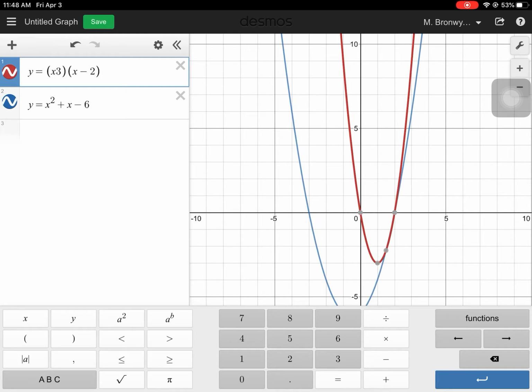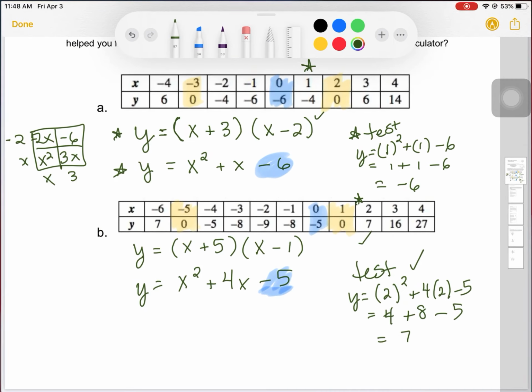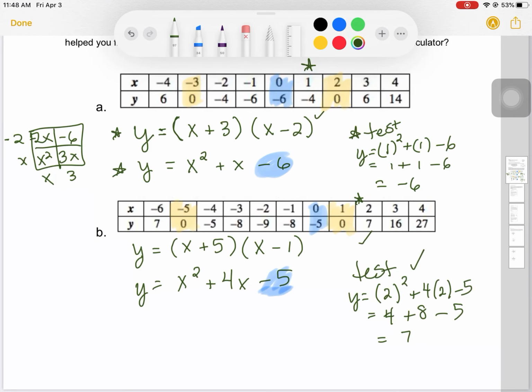Oh, I have something wrong in that first equation, so sorry. So you see that they didn't match. Let's make that a plus. There we go. And our two equations then match. Blue, red, exact same equation. And you could do that for the other one as well.